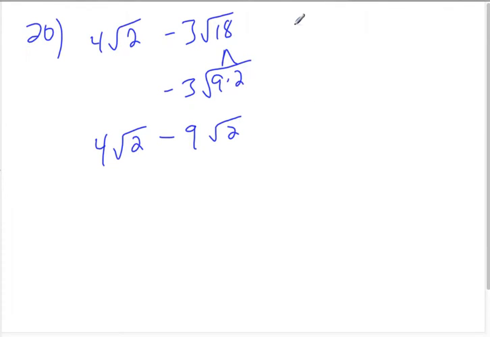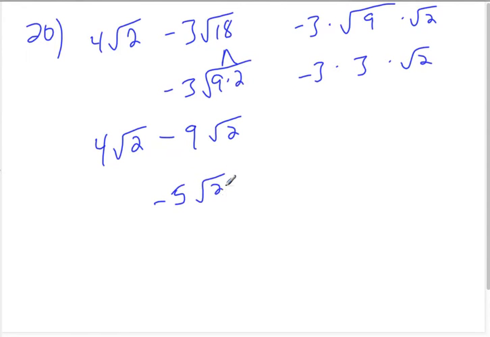That seemed a little confusing. Let's try this again. So we have negative 3 times root 9 times root 2, right? Because here's the root 18. So that negative 3 times root 2 becomes negative 9 root 2. There it is. Now these are like terms. 4 minus 9 is negative 5. And voila, our answer. Which, yep, checked. Same as the answer sheet.